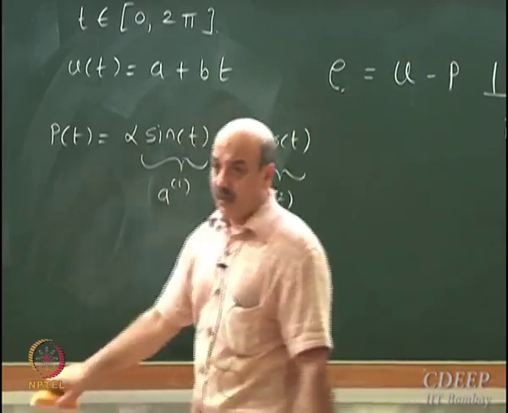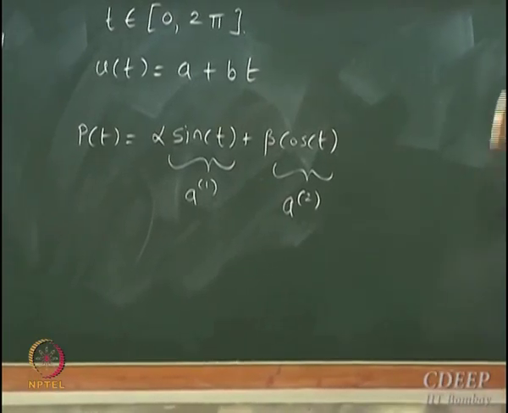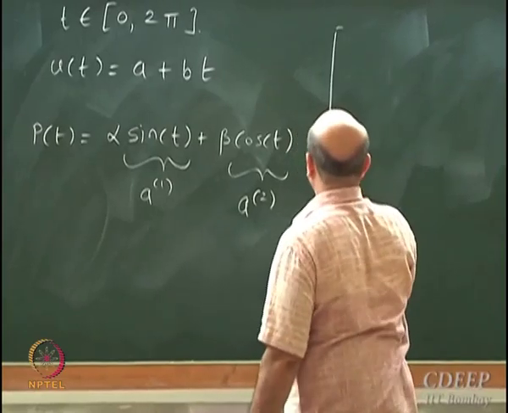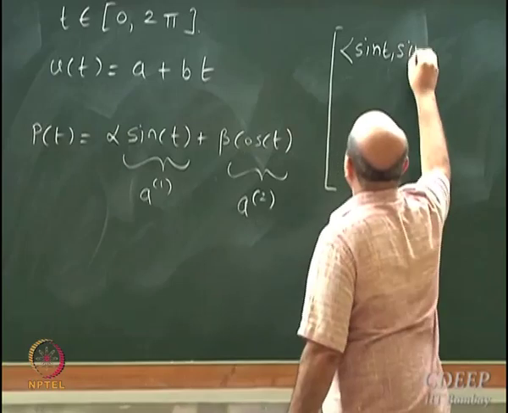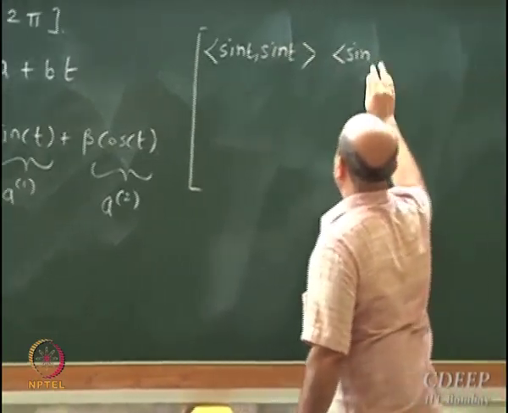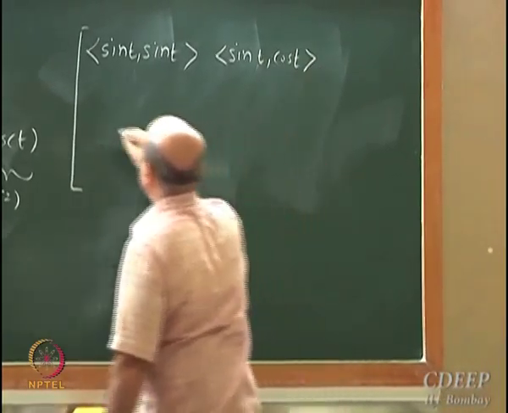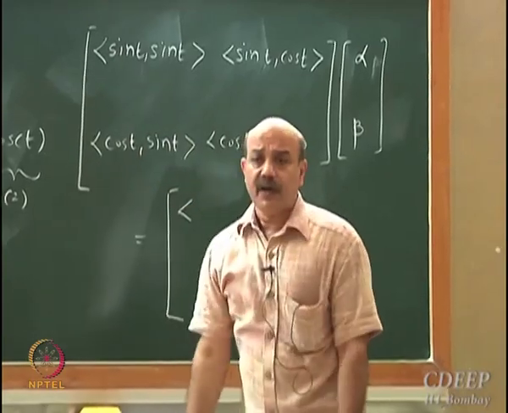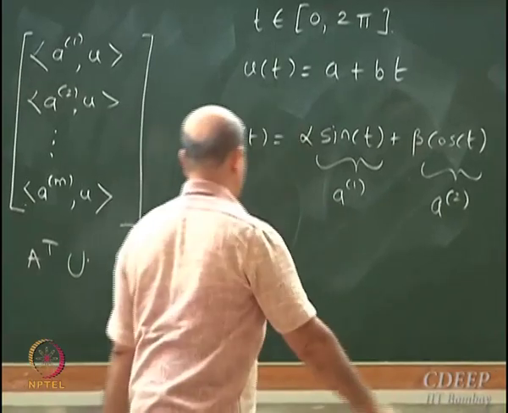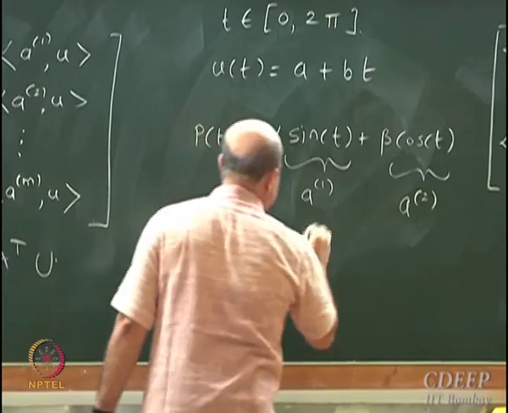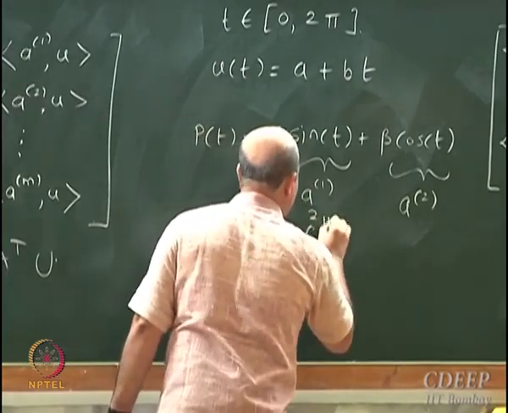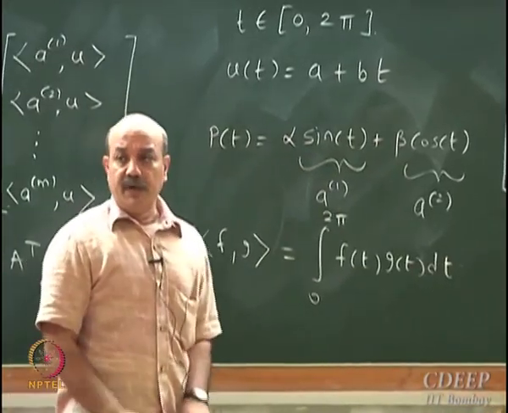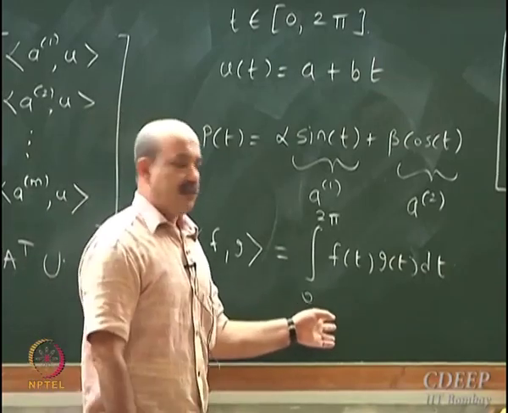So what I have to do here to find alpha, beta, how do I set up the problem to find the least square estimates? I have to find sin t cos t. What is the integral of sin t cos t over 0 to 2 pi? Can you do these integrals? What is the inner product defined here? How is the inner product defined? Inner product between some f and g is the integral from 0 to 2 pi of f(t) g(t). Inner product is defined here like this.